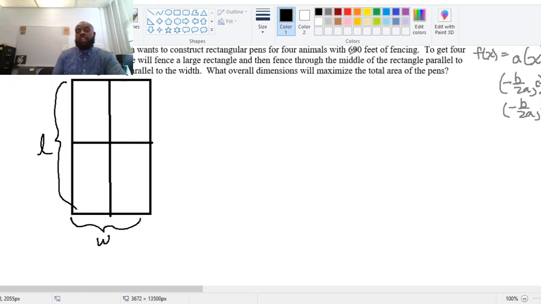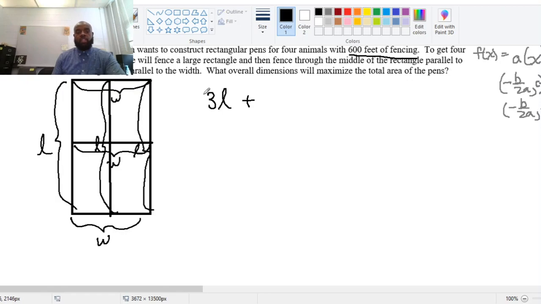Now we're given the fact that she uses 600 feet of fencing. That means this side plus that side plus that side plus that side plus this middle, and then that middle should equal 600, right? Well, my length is actually given 3 times, right? So I have 3 times my length, L plus L plus L, and the same thing with my width. I'm given the width 3 times in order to create this fencing. So W plus W plus W is 3W. That should equal 600.